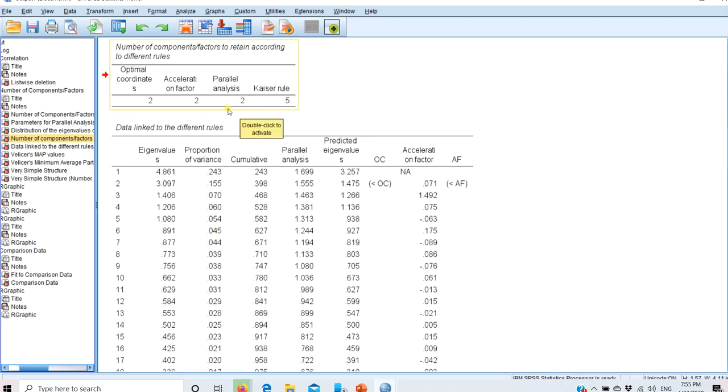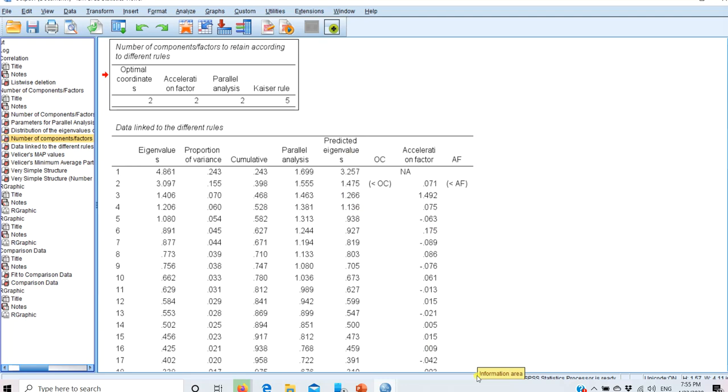And here this R menu has already done it for you. Now come to the predicted eigenvalues for optimal coordinate.